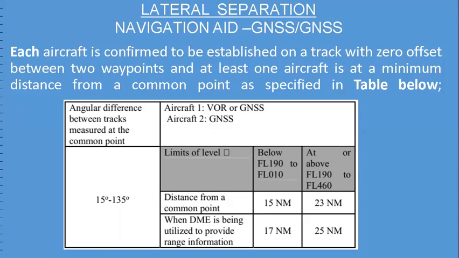So with this GNSS separation, both aircraft are capable of GNSS navigation, and the angular track difference between the two aircraft's tracks at a common waypoint is 15 degrees to 135 degrees. When they are operating below flight level 190, it will be 15 nautical miles, or 70 nautical miles if DME is utilized for range information. It is 23 nautical miles at or above flight level 190, and it will become 25 nautical miles if DME is utilized for range information.